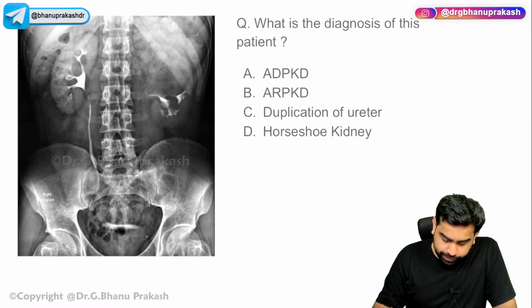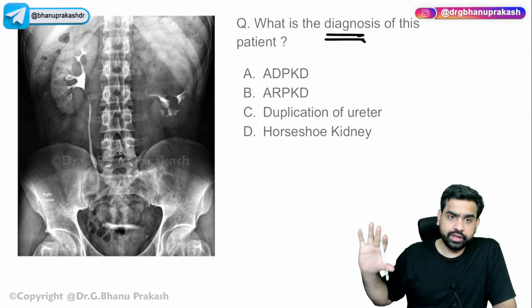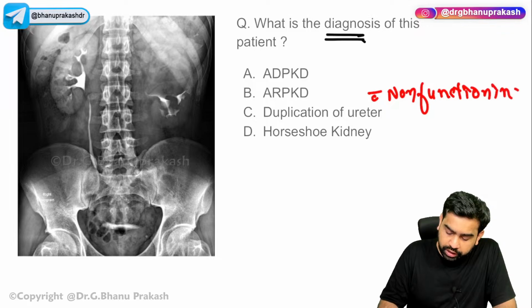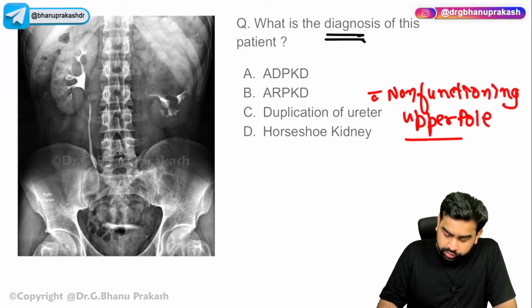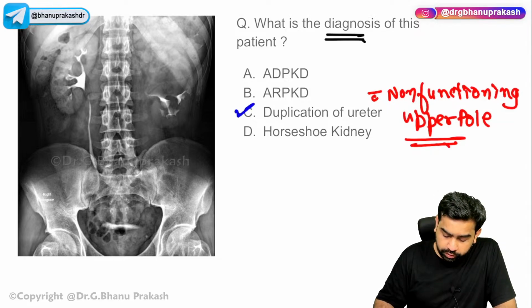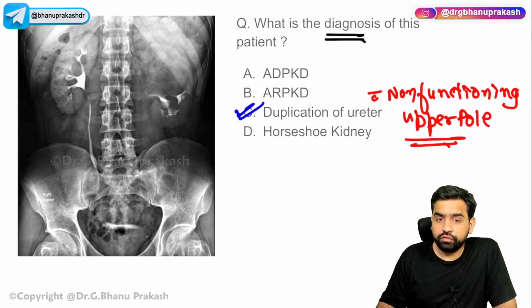Okay, now let's talk about this. What is the diagnosis of this particular patient? Frankly, the options of this particular question are wrong. So it should be duplication of the ureter with a non-functioning upper pole. Okay, so this is actually the answer. So what is the answer over here? Duplication of the ureter with a non-functioning upper pole.